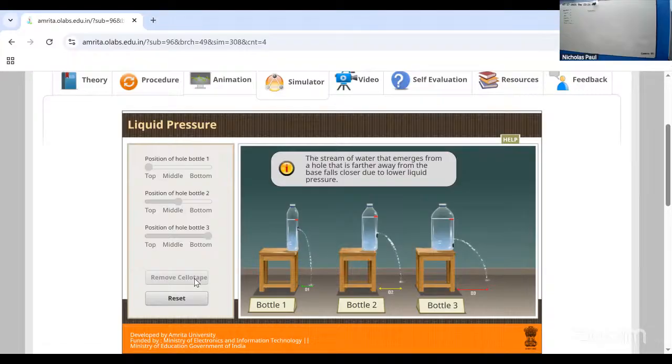Is it going far away from the desk? No. But as I put the hole lower, you recognize that the water goes out much further. What does that say about pressure? It increases with depth. That's the exact way I was going to say. As you go lower, as the depth increases, pressure increases. That's the reason why the water is shooting out.